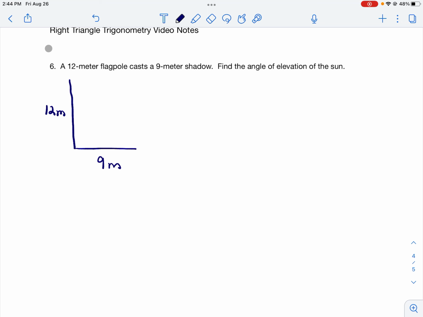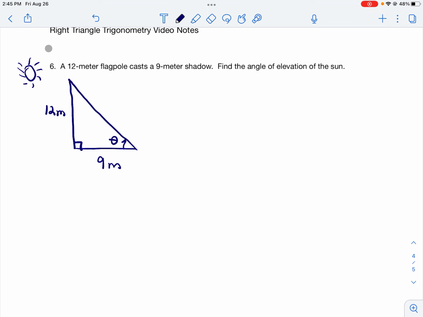So if this is the shadow, that means my beautiful sun has to be over here in order to get a shadow that's going in this direction. If I want to find the angle of elevation to the sun, I'm going to be going up here to my sun. That's going to be my angle of elevation. I'll label it theta. That is what I'm trying to figure out, angle theta. And there's our right triangle.